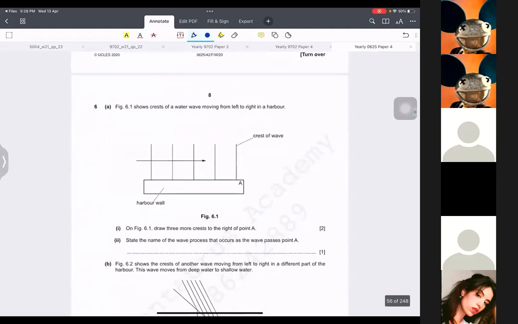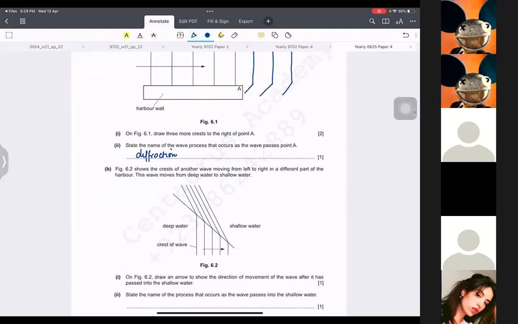All right, pretty good. Now 6. Draw 3 more crests on the right of A. So it should be like this. Equally spaced, please. All right, it's best to use the ruler. State the name of the wave process that occurs when the wave passes point A. Oh, sorry. It should be like this, by the way. This is called diffraction. This is not in 5054.